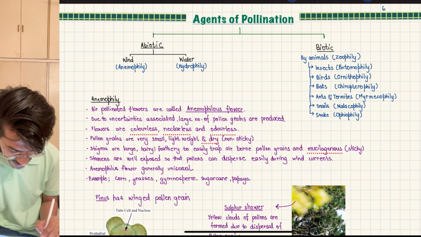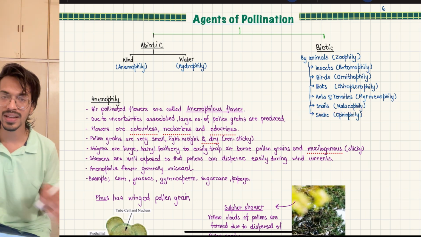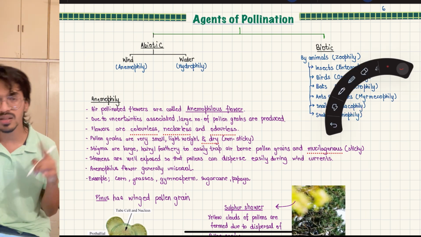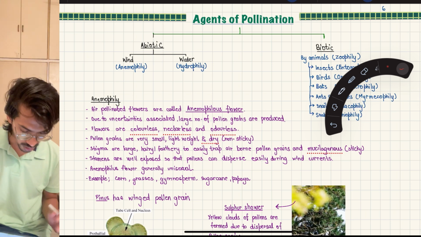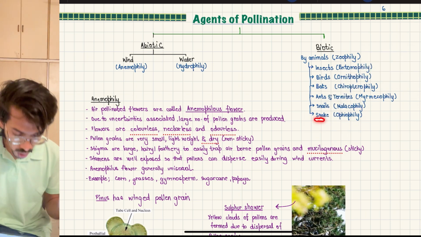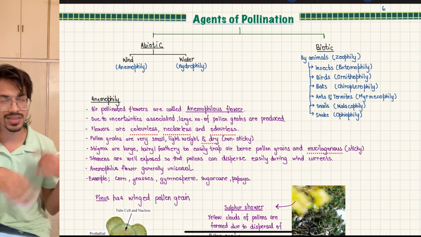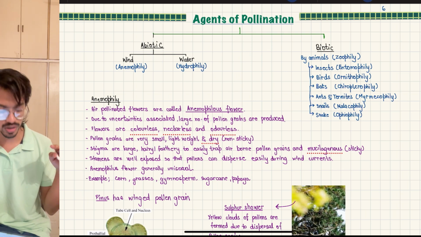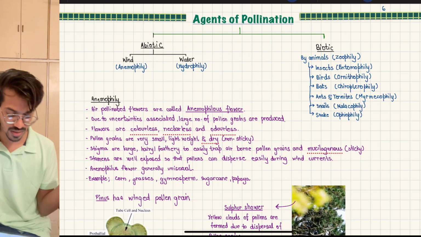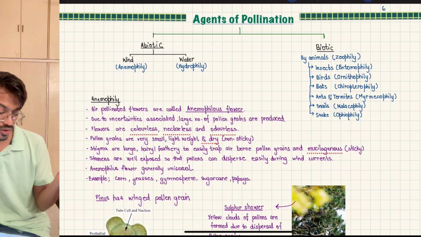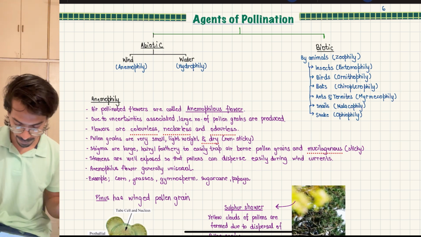For snail, it is malacophily. Okay, snail, malacophily, and snake, it is ophiophily. How will you remember it? Snake also lays eggs, so it is also what? Oophily, but it is different from the birds. Bird is ornithophily. Okay, so just remember this thing.